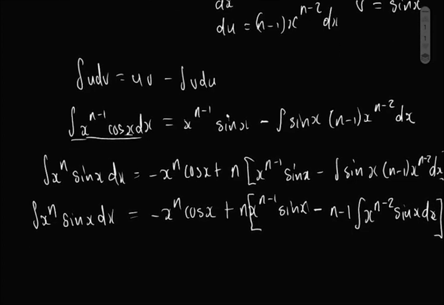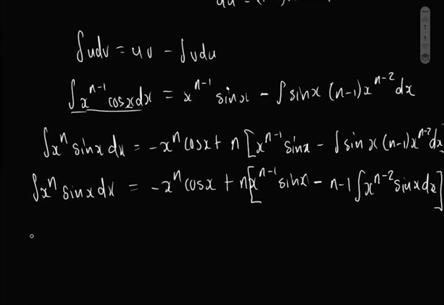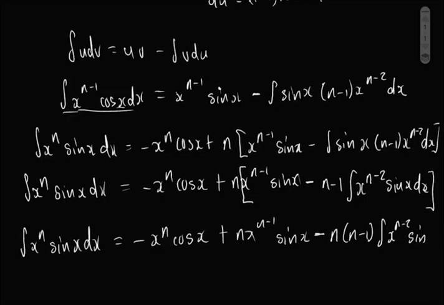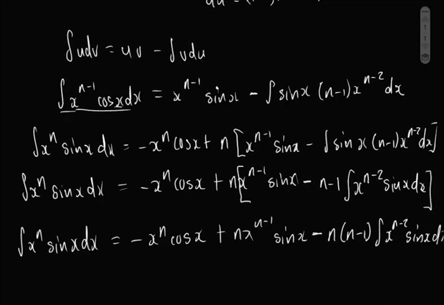We've written it in the correct order now, starting with the algebraic term. So here I can now say the integral of x to the n sine x dx is equal to negative x to the n cos x plus nx to the n minus 1 sine x, and then minus this n. So plus n times minus that, it will be minus n multiplying n minus 1 multiplying the integral of x to the n minus 2 sine x with respect to x.